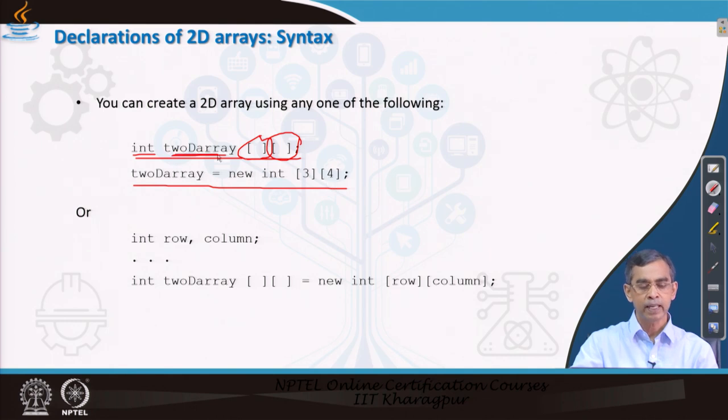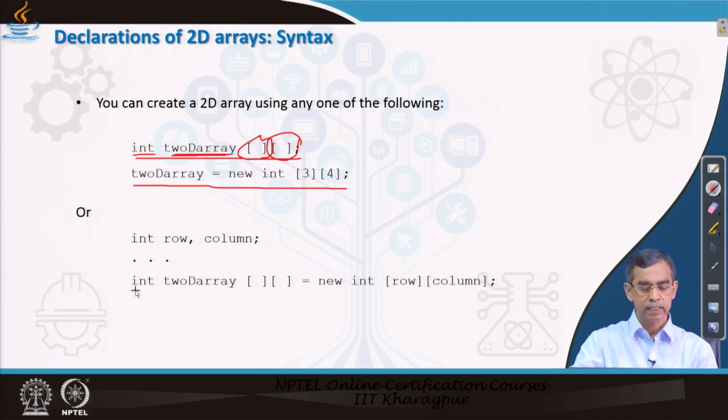That means, in this 2D array the size is 3 by 4, meaning 3 rows and 4 columns. It is always 3 rows and 4 columns, not 4 rows and 3 columns. So we can say that in this array we will be able to store altogether 3 into 4 equals 12 elements.